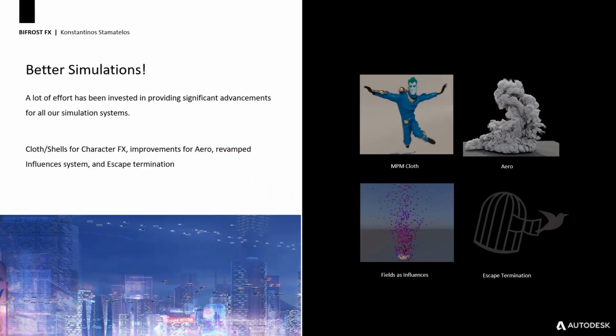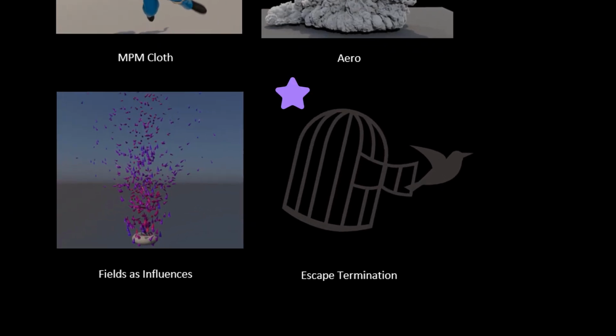For Episode 2, we focused a lot of our efforts on bringing important improvements and new features for character effects via MPM cloth and shells, for aero in general, and the influences system which affects all simulations. And finally, I'm also extremely excited to announce that we've implemented escape termination for aborting any simulation mid-frame.